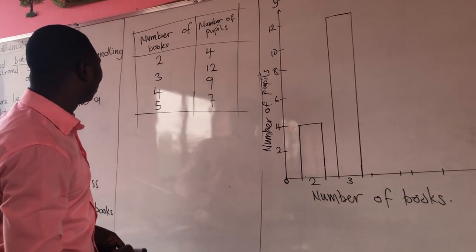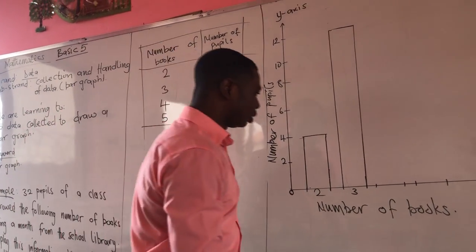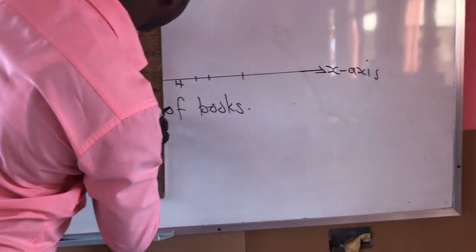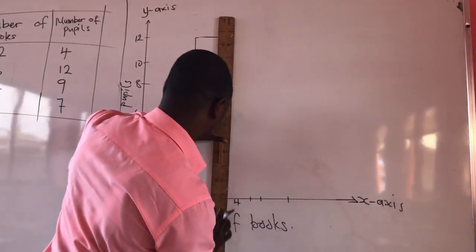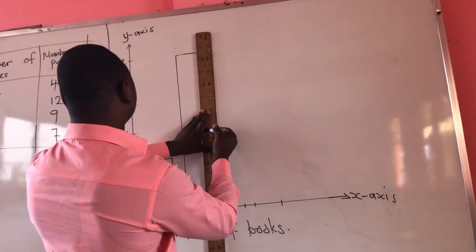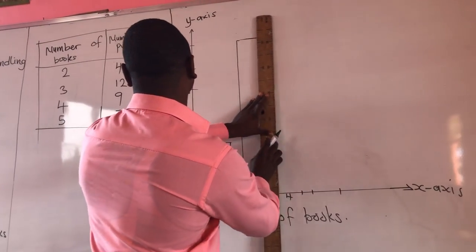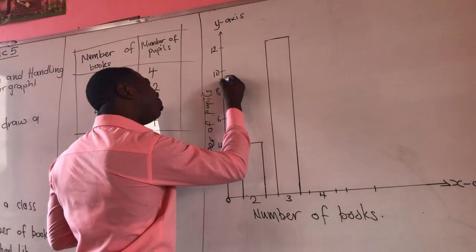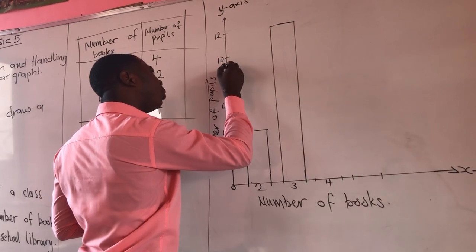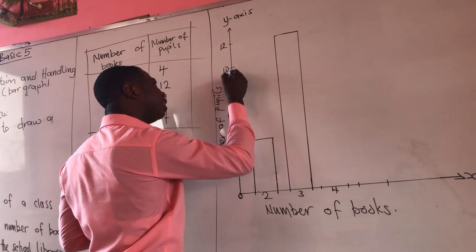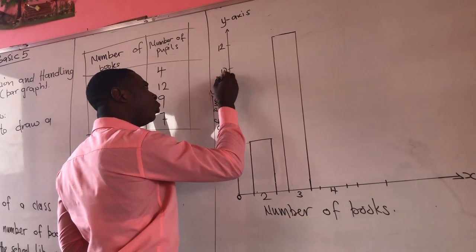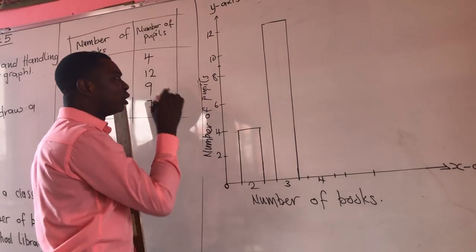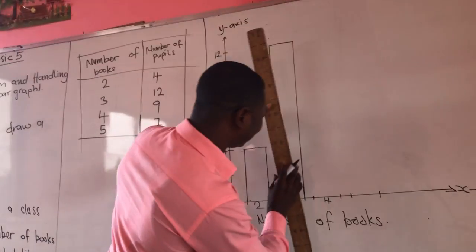Let's move to the next one, which is 4 books. How many people took 4 books? 9. Looking at it, you don't have 9 here. So look in between 8 and 10, sorry. You can get 9 there. So just indicate in the middle of 8 and 10, and you have your 9.